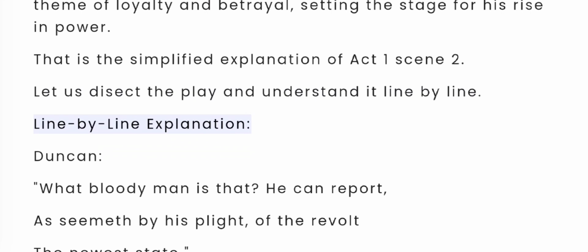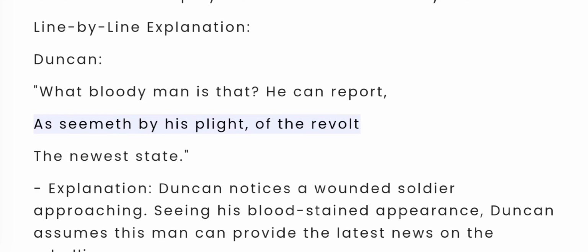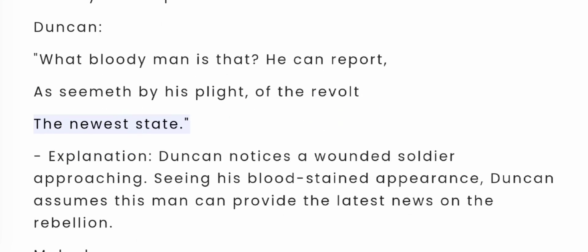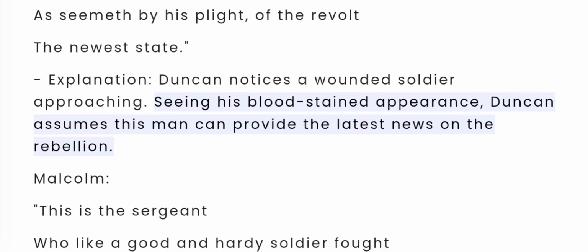Line by line explanation. Duncan: What bloody man is that, he can report, as seemeth by his plight, of the revolt the newest state? Explanation. Duncan notices a wounded soldier approaching. Seeing his blood-stained appearance, Duncan assumes this man can provide the latest news on the rebellion.